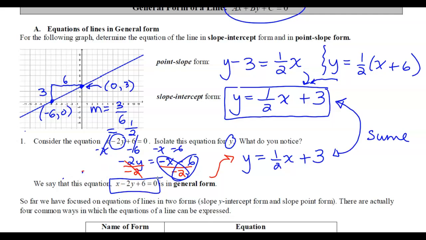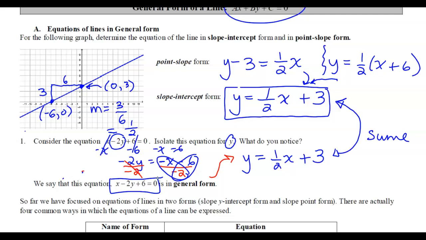So yeah, you could multiply everything by 5 and it would be the same equation, but it wouldn't be in simplest form. You can multiply everything by -2. It wouldn't be in simplest form. Okay? Okay, so that is the general form.